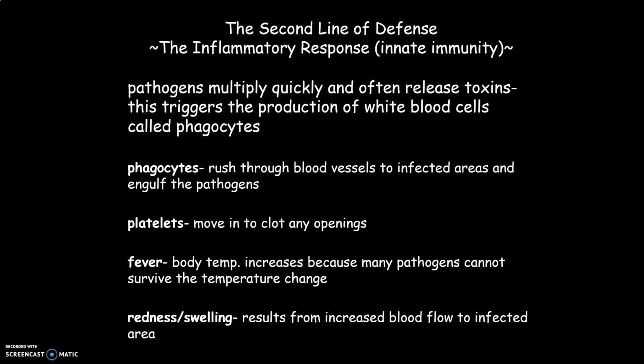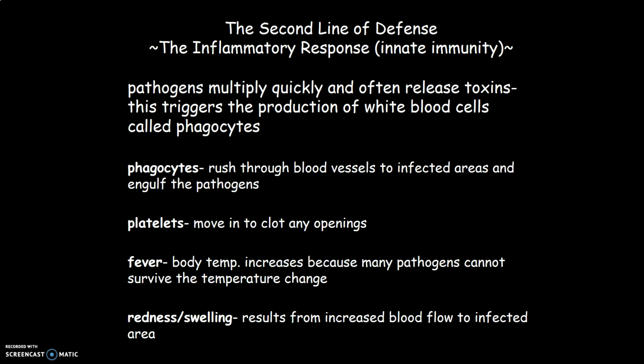But for now, I just want you to be familiar with this type called a phagocyte. Phagocytes are a specific type of white blood cell, or leukocyte, that rush through blood vessels to infected areas and engulf the pathogens. They kind of eat the pathogens up. They find the pathogen, bind to it, swallow it up, and degrade it within themselves. There are also other types like platelets, which move in to clot any specific openings. We went through that in our circulatory system lecture.